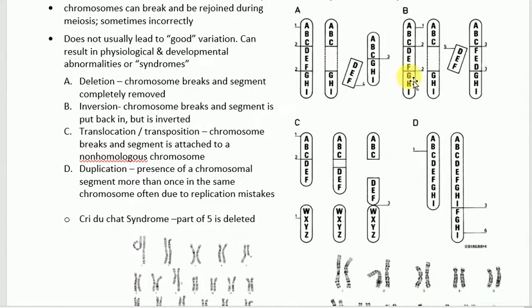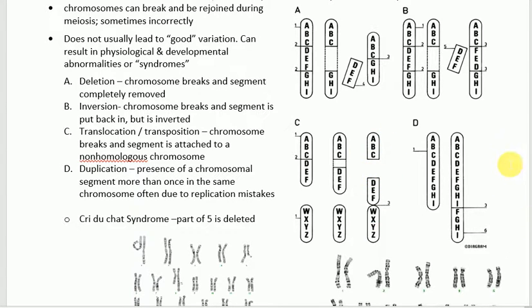It's not added back in, so you can see we are supposed to have A through I. Now we go A, B, C, and then G, H, I. B is inversion. So basically the chromosome breaks, and the segment is put back in, but it's put in upside down, or inverted. Then we have C, translocation. So again, the chromosome is going to break, and the segment is reattached, but it's reattached to a non-homologous chromosome. So that's what's happening here.